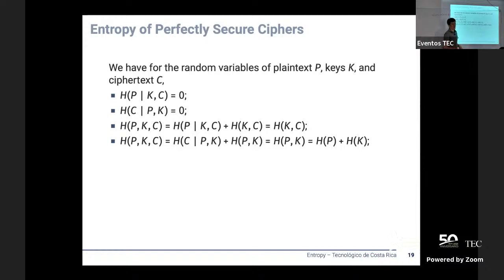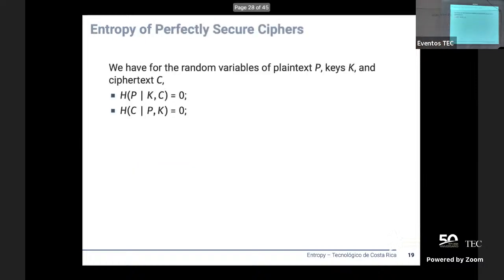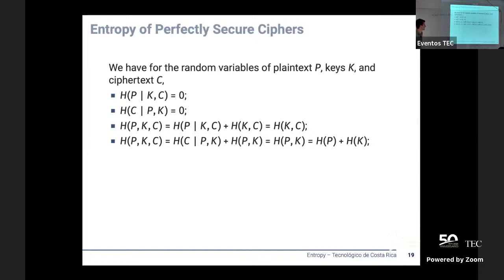Now we also apply another formula that we saw before. Let's go back here. If two random variables are independent, then the joint entropy is just the same as the addition of these two entropies. I hope it's really the correct one. Yes, it's the correct one.